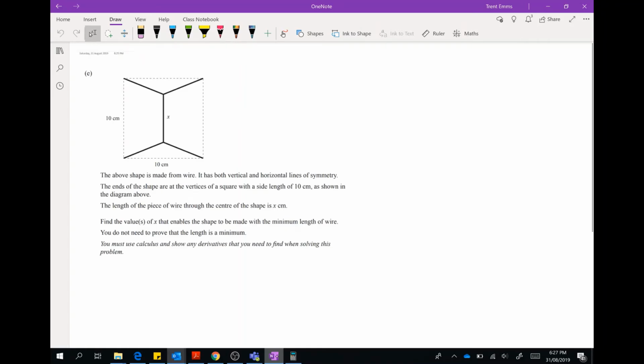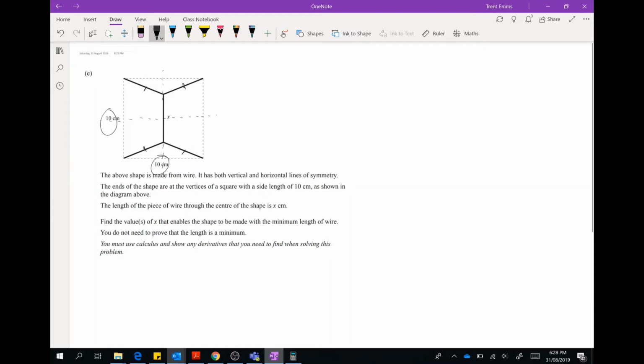We've made it to part E, the excellence question, the final excellence question of the paper. The above shape is made from wire. It has both vertical and horizontal lines of symmetry. So that makes life a lot easier, as it can fold on itself this way and straight through the middle this way, meaning these four lengths are the same length. The ends of the shape are the vertices of a square with side lengths of 10 and 10 as shown in the diagram above.